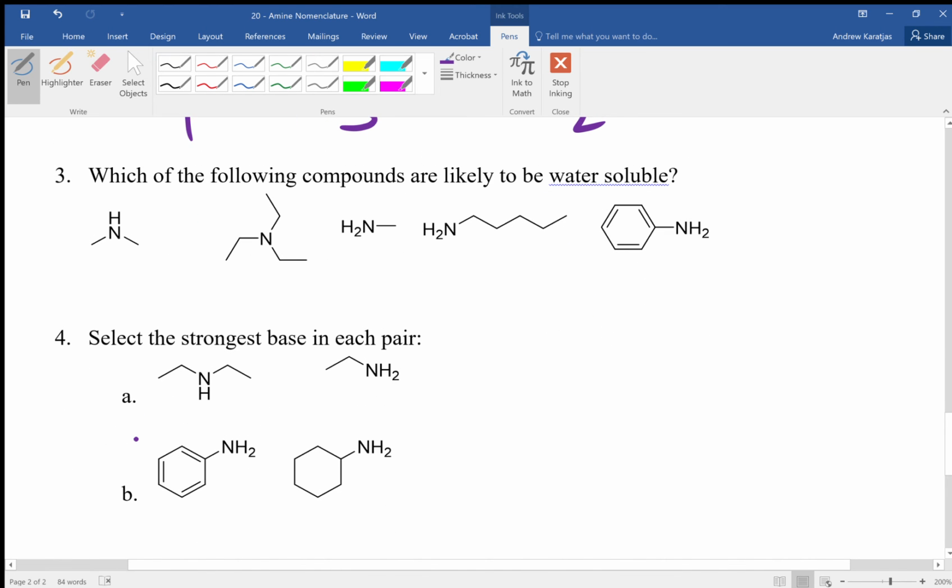In 3, we're looking for water-soluble molecules. We can immediately rule out this one. With no NH bonds, here, no hydrogen bonding, not water-soluble. Otherwise, it's very much like other functional groups: under 4 carbons, and we're very likely to be water-soluble; over 4 carbons, and very unlikely to be water-soluble.